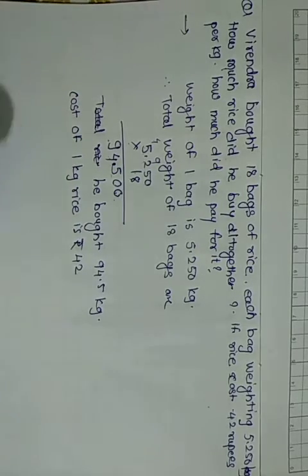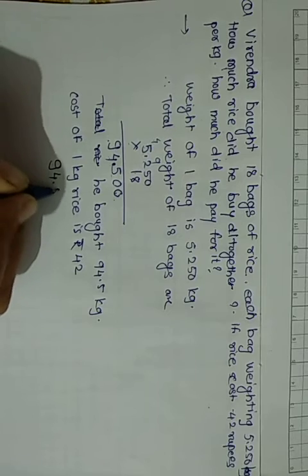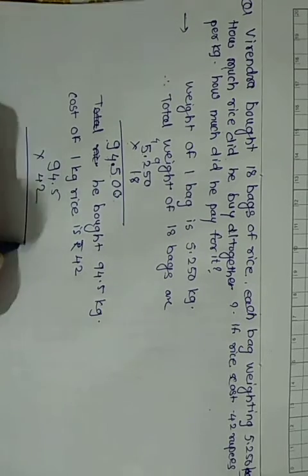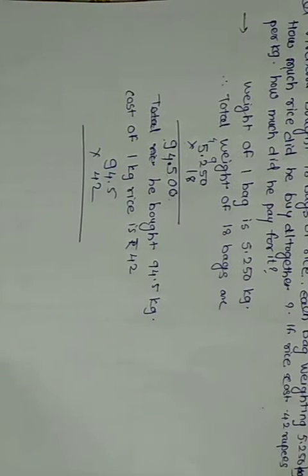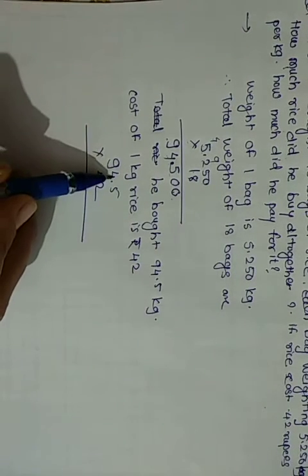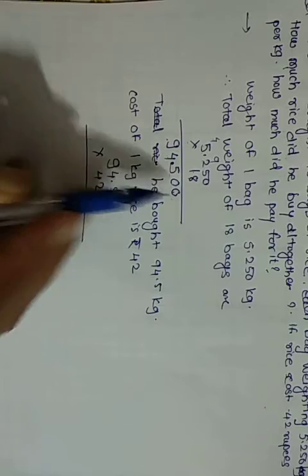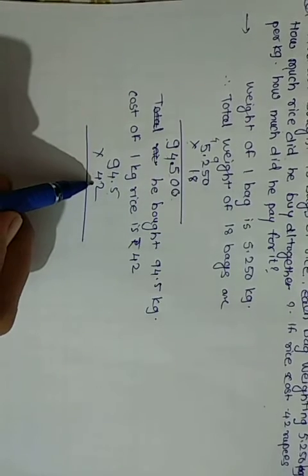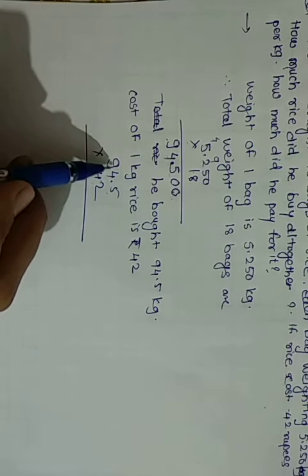Now here cost of 1 kg rice is rupees 42. So total cost of rice is 94.5 multiplied by 42. 94.5 means 94.500, because these 0s have no value. Multiply by 42. First ignore the decimal points. So do the simple multiplication.